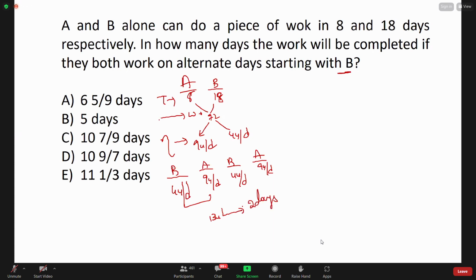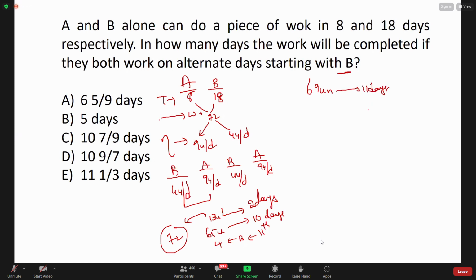What is the total work you have? 72. The closest multiple that you can get here is 5. So if I take 5, it is 65 units in 10 days of time. So on 11th day, B is going to work. B is working for how many units? 4 units. So 69 units are completed in 11 days of time.